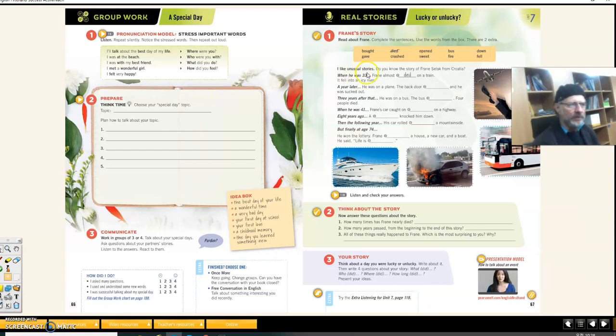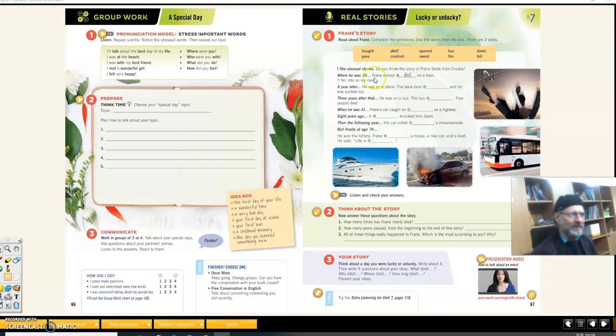So, I like unusual stories. Do you know the story of Frane Silak from Croatia? Maybe you do, maybe you don't. I don't know. So, number one, when he was 33, Frane almost blank on a train. Well, died on a train. It fell into an icy river. So, what fell into an icy river? Was it Frane or the train? Well, both of them did, but it refers to the train.